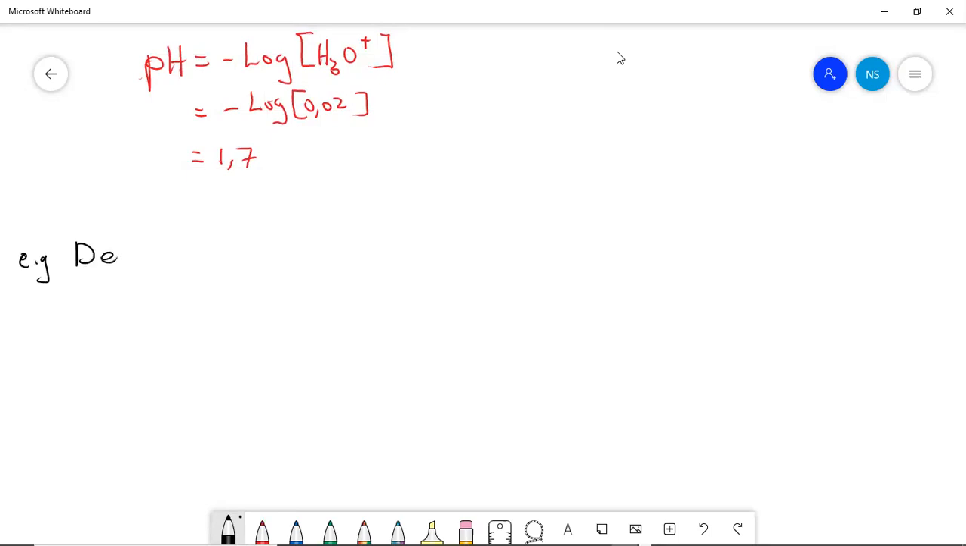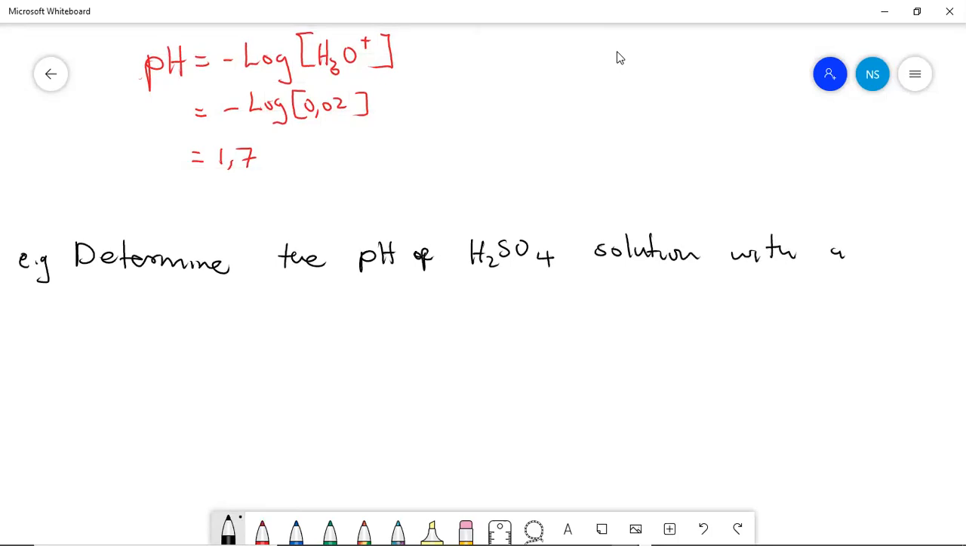You were told to determine the pH of H2SO4, the sulfuric acid solution with a concentration of 0.3 mole per dm cubed, right? So this is the question. How are you going to answer this one? So let's try to answer it.